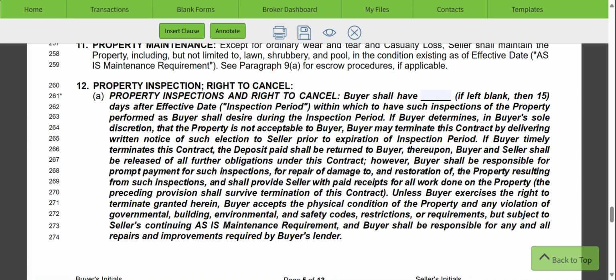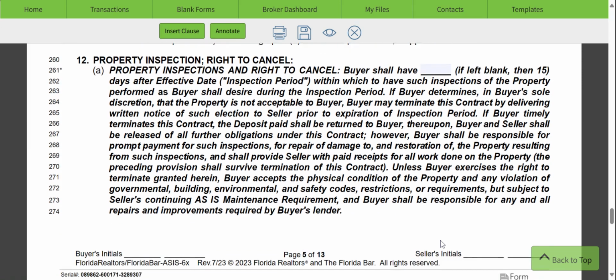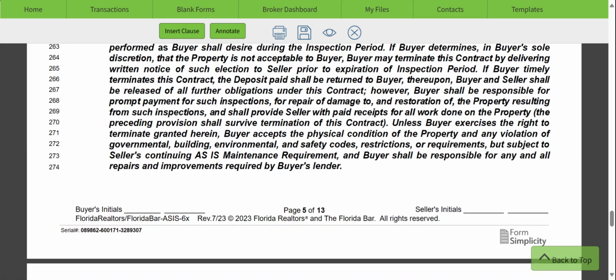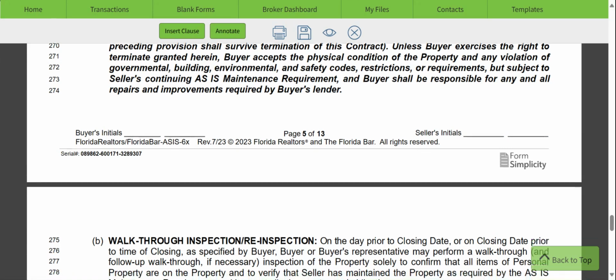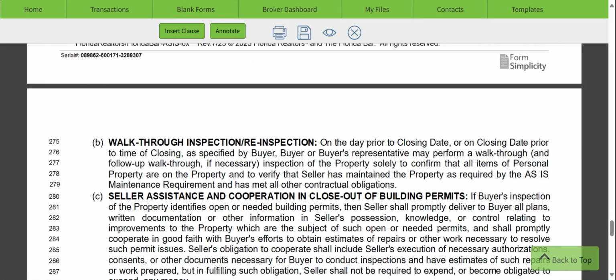Okay. The seller only has the obligation to continue maintenance, meaning they don't have to fix it. They just have to continue maintenance until the closing occurs. Okay. Now, if the buyer is getting funding, the buyer will be responsible for any and all repairs and improvements required by the buyer's lender. Okay, so depending upon the lender, depending upon the type of loan and so forth, the buyer is responsible. Okay, then there will be a walkthrough inspection or reinspection.